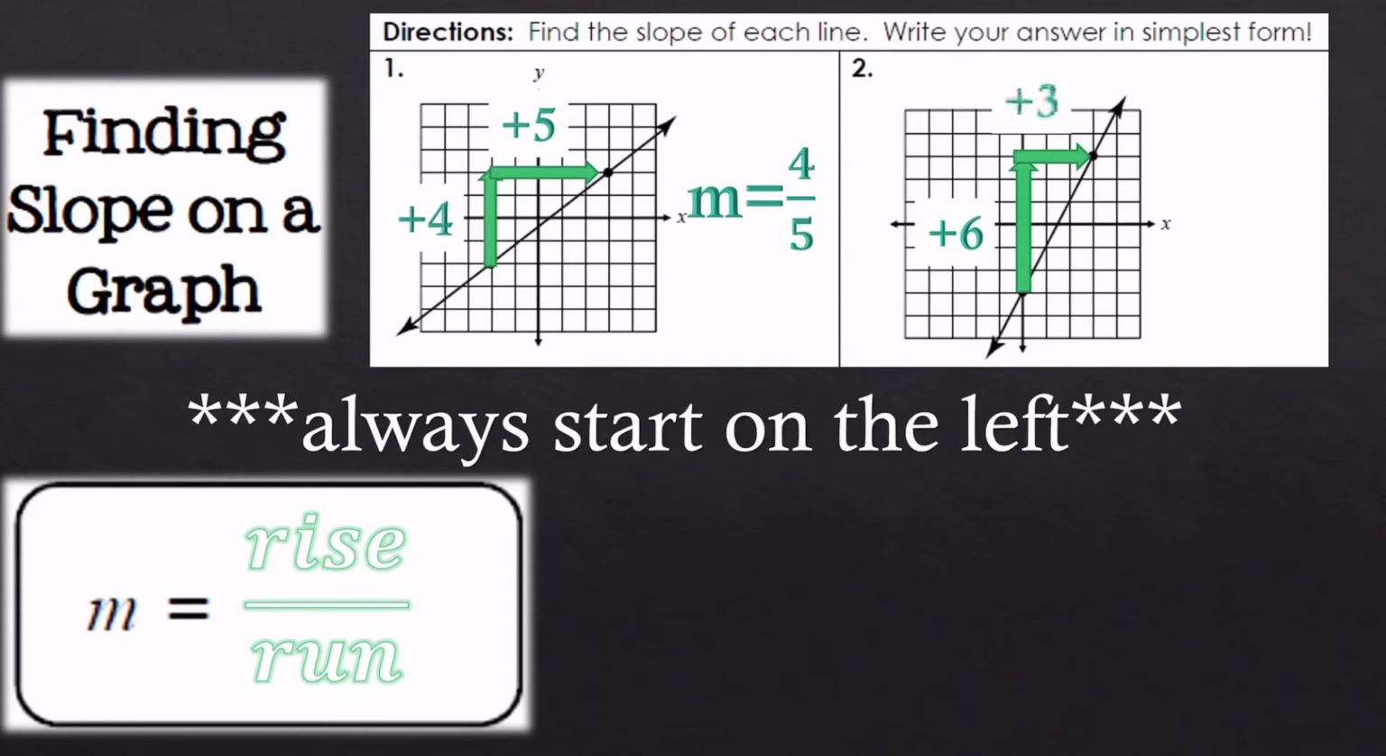Okay? So when I put this together, my rise over my run is 6 over 3. That is technically my slope. However, we write our slope as a fraction in simplest form. Therefore, it becomes 2 because 6 divided by 3 is 2. On number 1, I can't do 4 divided by 5, so leave it as a fraction. That is in simplest form.